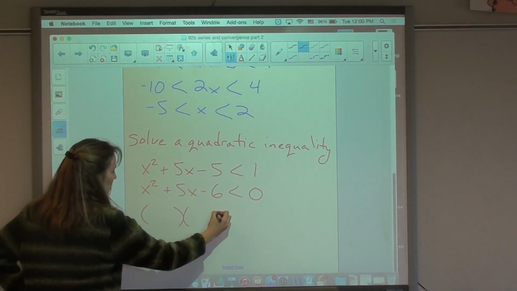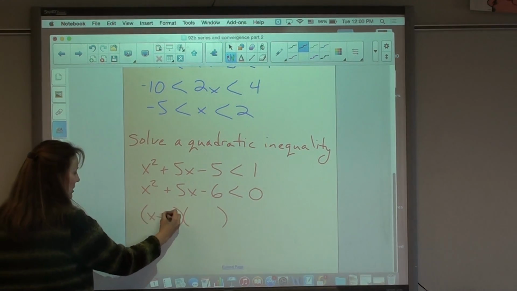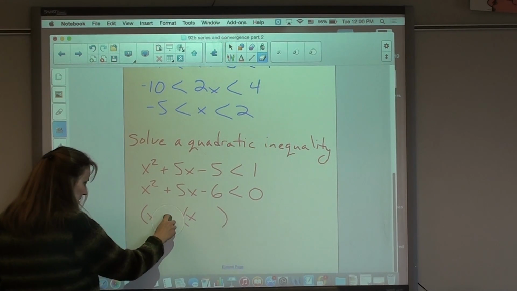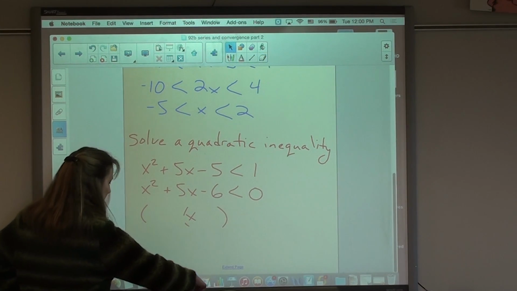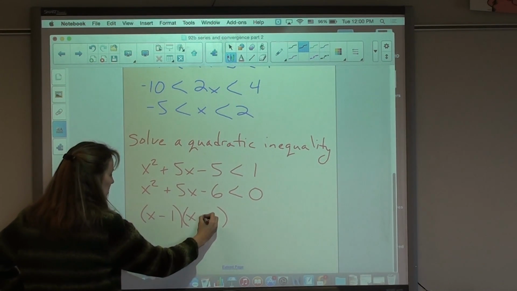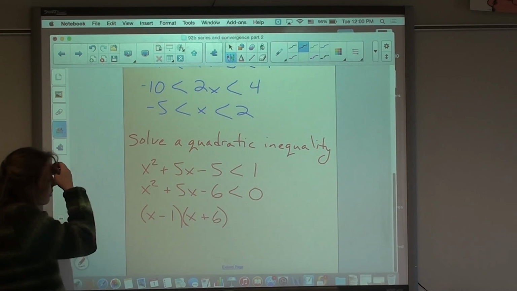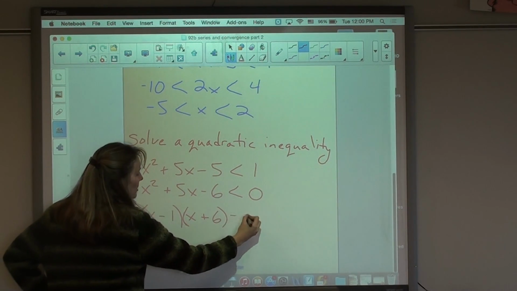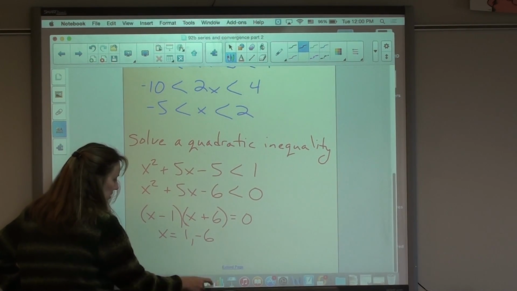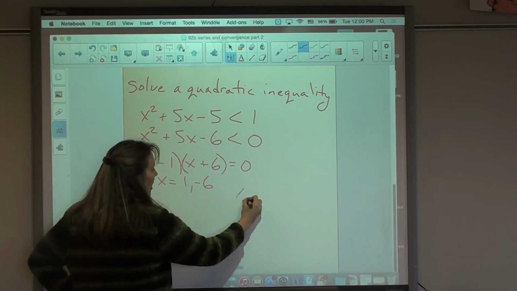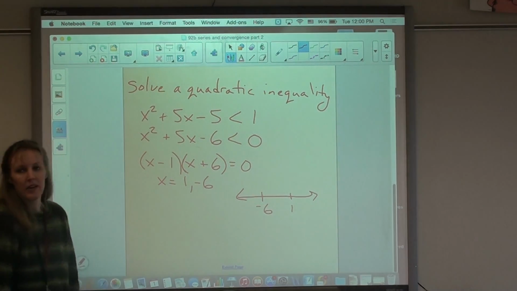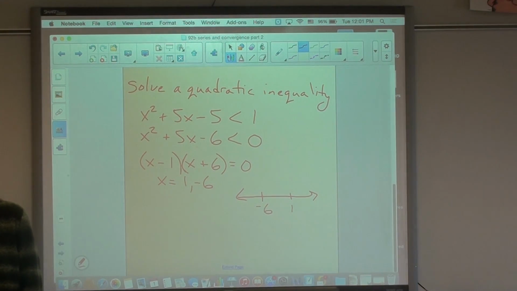Then you want to factor and find your zeros, right? So let's see what we have here. This factors into x minus 1, x plus 6. So we get our factors. Just find where it's 0. Don't mess with the inequality right now. So I get x is 1 and negative 6. Our favorite friend. Okay, you make a quick sign line.